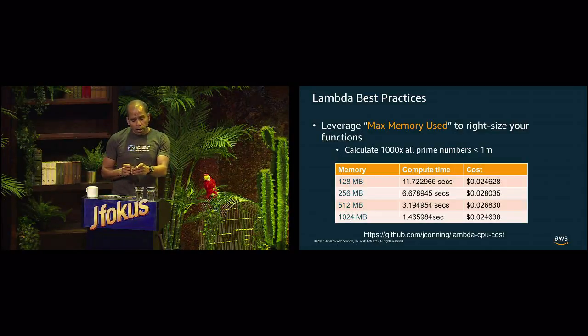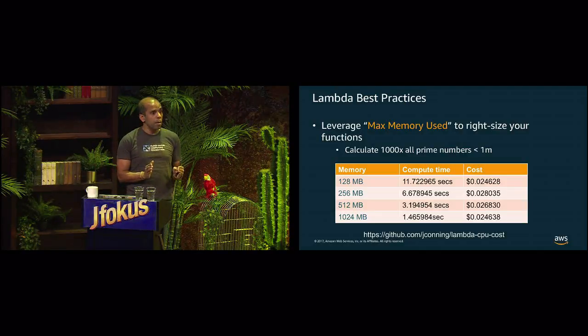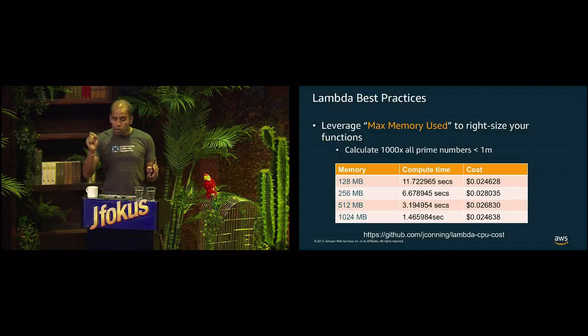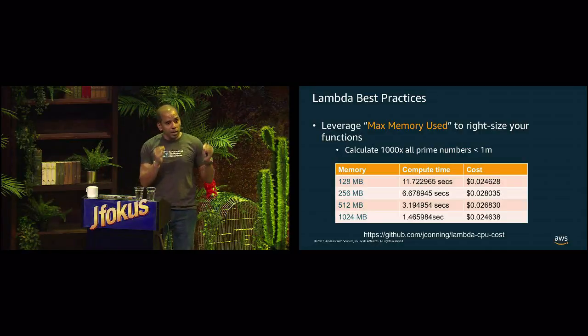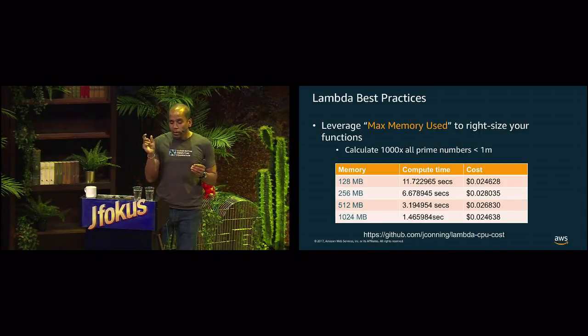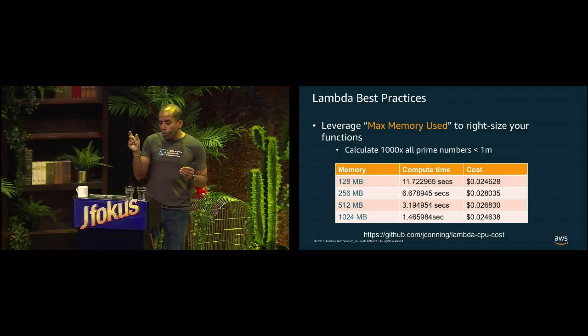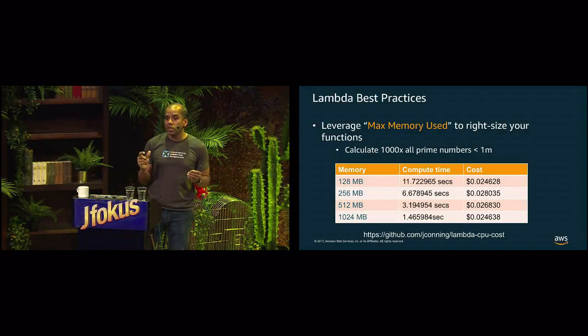So if you look at 128 megabytes, it took about 12 seconds. Cost is about 2 cents. Cost is not the matter here, but if you look at 1 gigabyte now, I'm allocating 1 gigabyte here. I'm taking about 1.5 seconds, so literally 1/10. So if I'm allocating 1 gigabyte of memory, now I'm only taking about 1.5 seconds, and the cost is still the same.